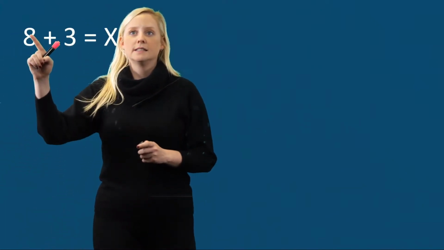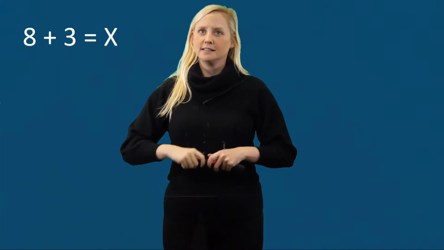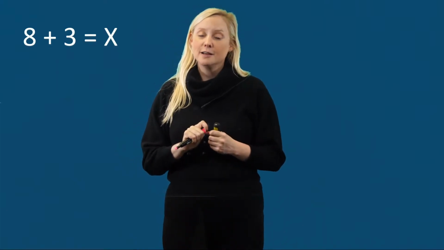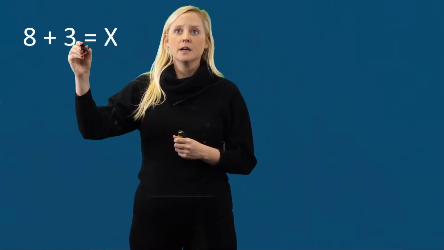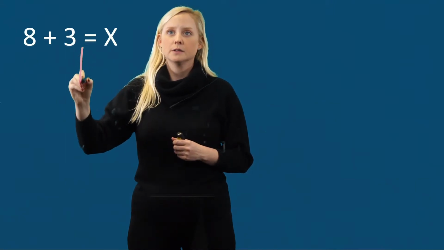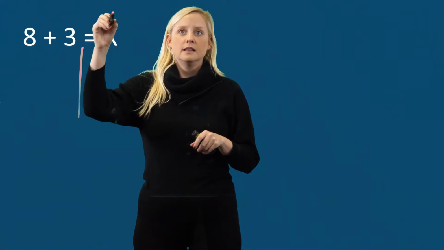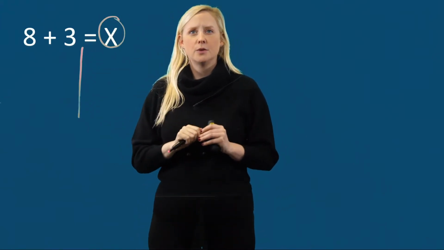This example says 8 plus 3 is the same as x. So to isolate the x, I ask students, what does it mean to isolate the x? And they say, Miss Kate, it means to get the x alone on one side of the equal sign. The next thing we're going to do is draw a line down from our equal sign. This reminds students to balance both the sides. Then we're going to circle the x.